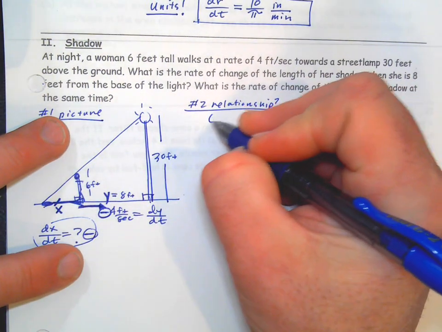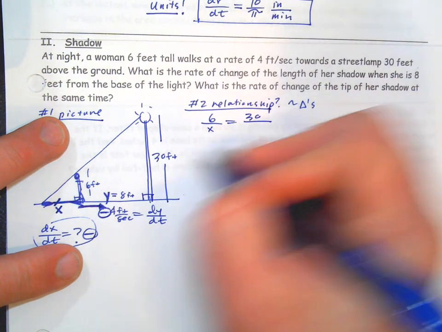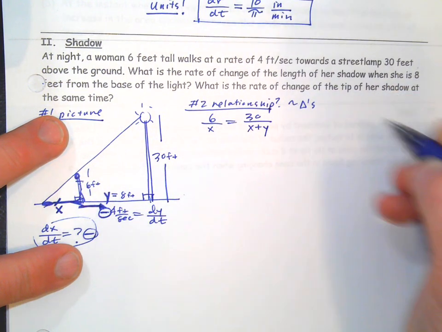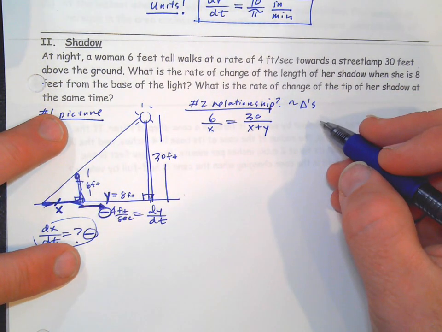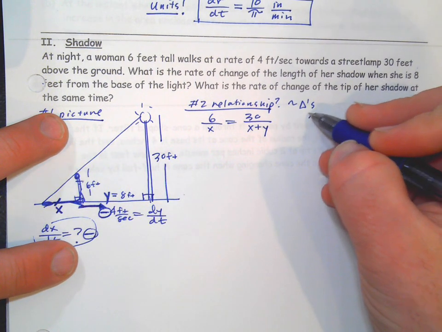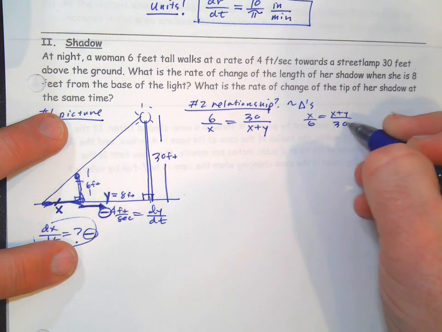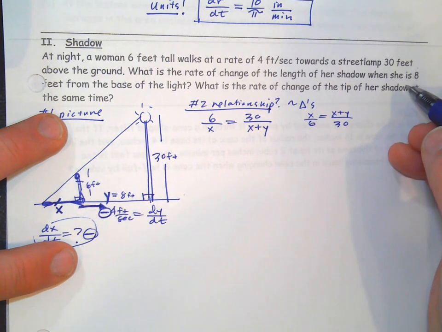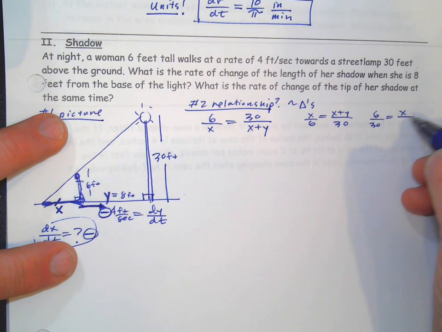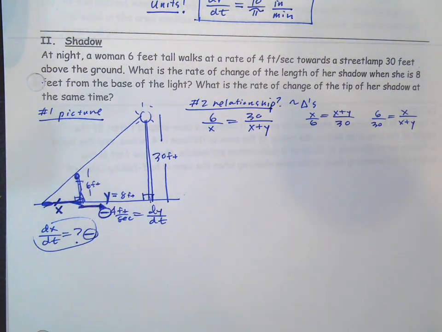So I could say 6 over x equals 30 over this. Now, not y, it's going to be x plus y, which would be the whole side of the triangle. So that's one way you could set it up. You could do x over 6 equals (x plus y) over 30, which might seem more attractive because your variables aren't stuck in the denominator. You could do 6 over 30 equals x over (x plus y). There's a lot of ways we could go here. They're all going to give you the same thing in the end.